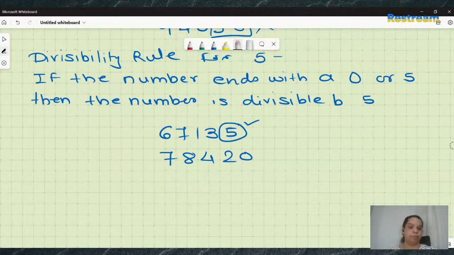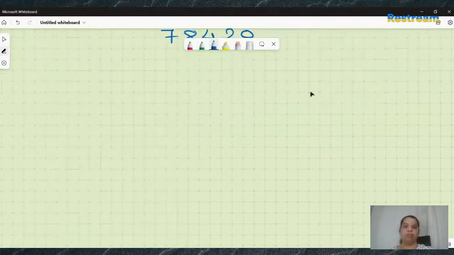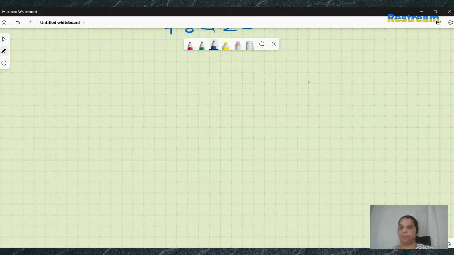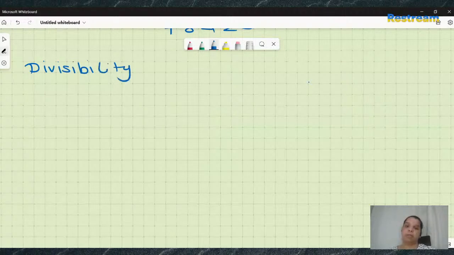Okay, so this was the divisibility rule for 5. Now the divisibility rule for 6. The divisibility rule for 6 is pretty straightforward. If a number is divisible by both 2 and 3, then the number is divisible by 6.